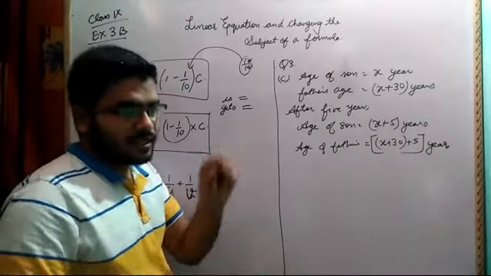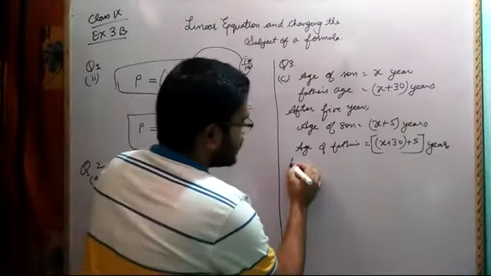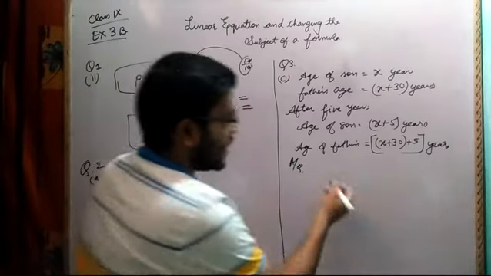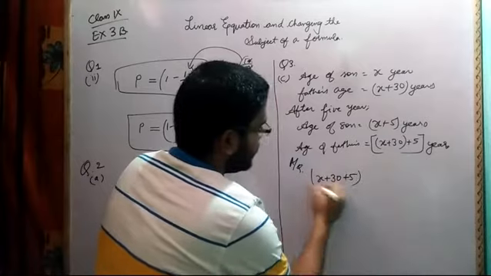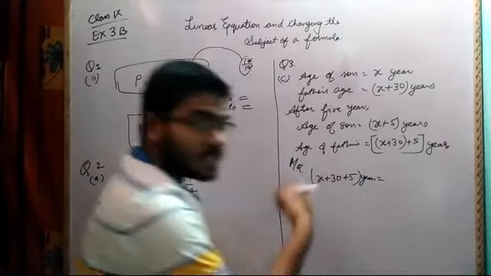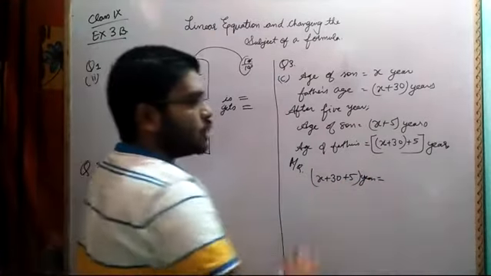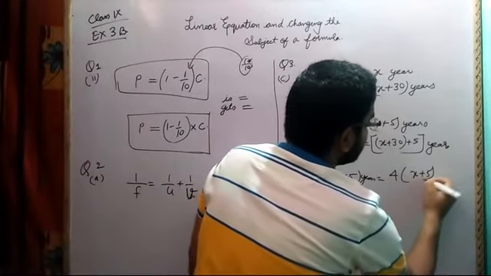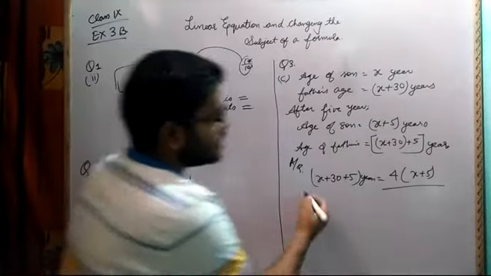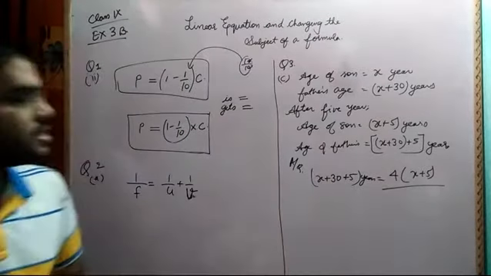Now the next part they are saying is about the father's age. According to the question, what is the father's age now? x plus 30 plus 5 years is, again it is given, equal to 4 times what? His son. His son is x plus 5. So only this much you have to do and then this question is solved.